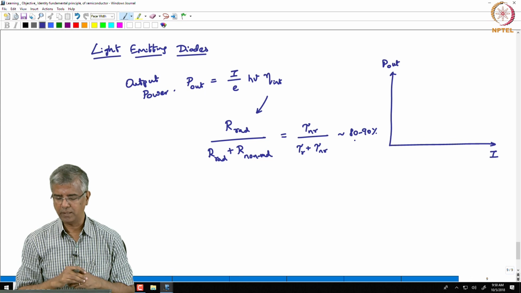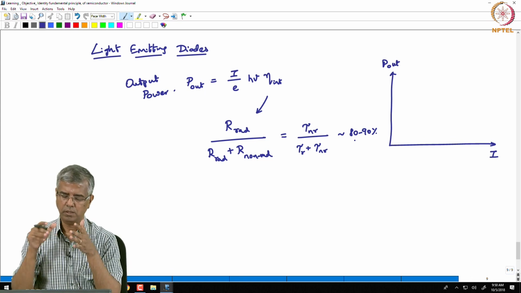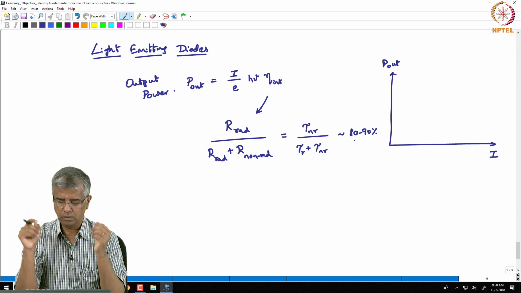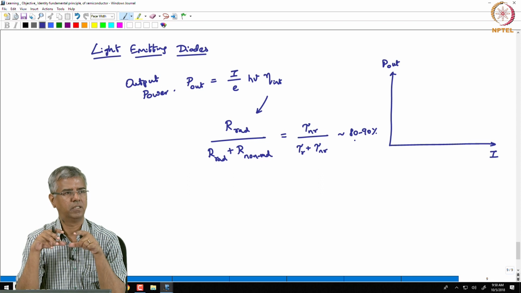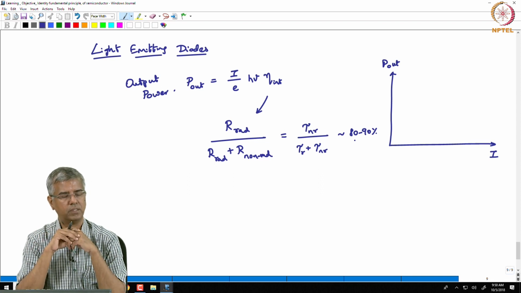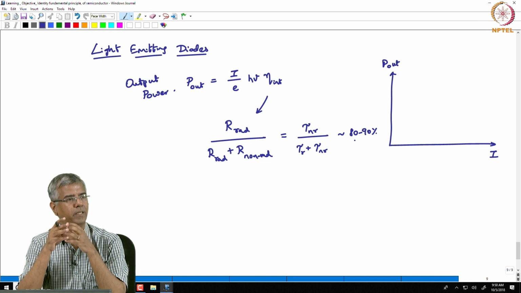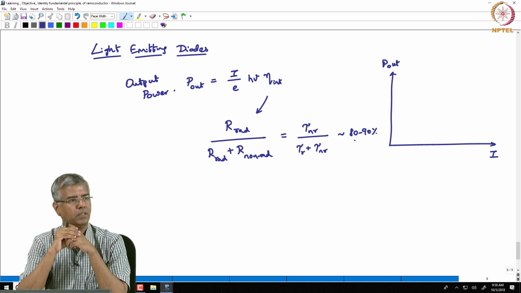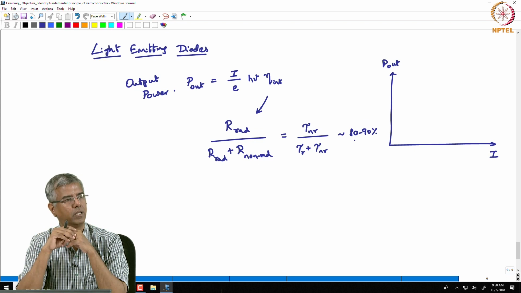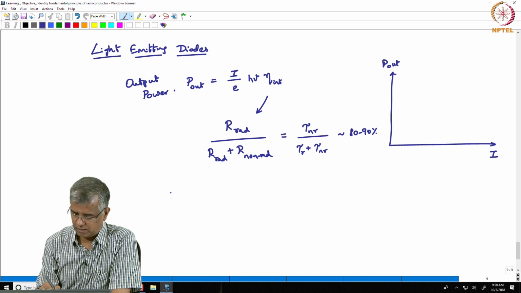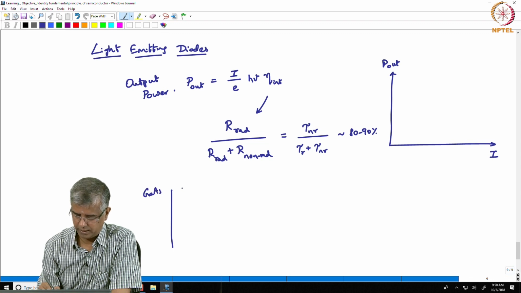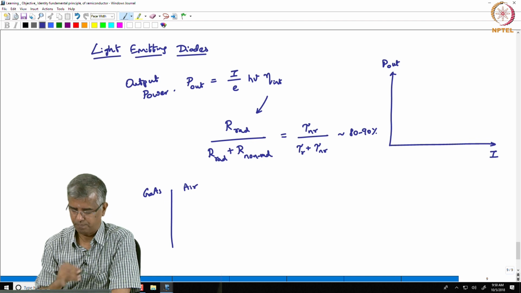So that is one part, and this constitutes the total power that's generated within that heterostructure. But not all that power escapes the structure. Why? Because if you look at what happens at this interface, let us say this is gallium arsenide and this is air.